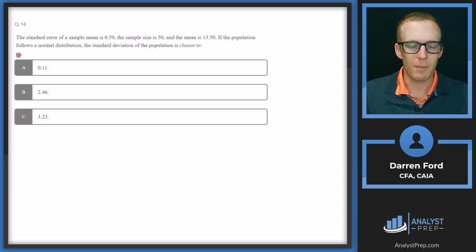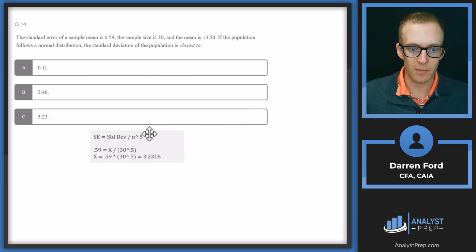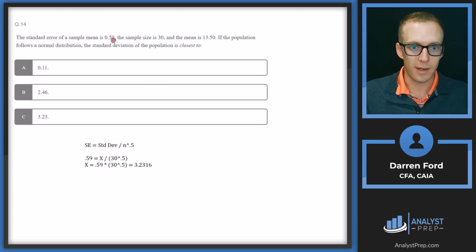The standard error of a sample mean is 0.59, the sample size is 30, and the mean is 13.5. If the population follows a normal distribution, the standard deviation of the population is closest to. I'm going to use our standard error formula here. And we're given the standard error, but we need to solve for standard deviation. So we're going to plug in 0.59 for standard error. Our n will be the sample size of 30. The mean is not needed. That's just thrown in there to throw you off.